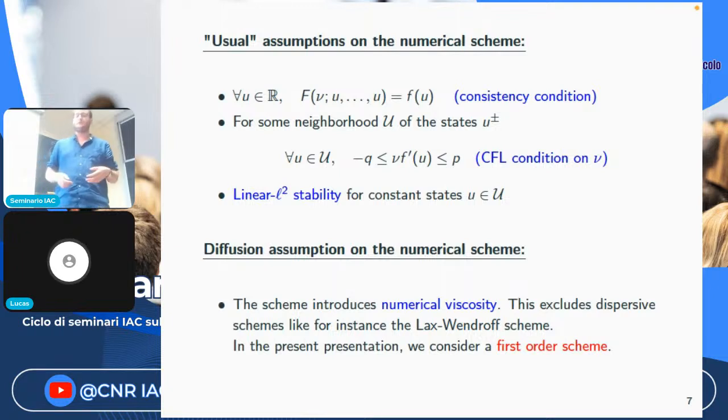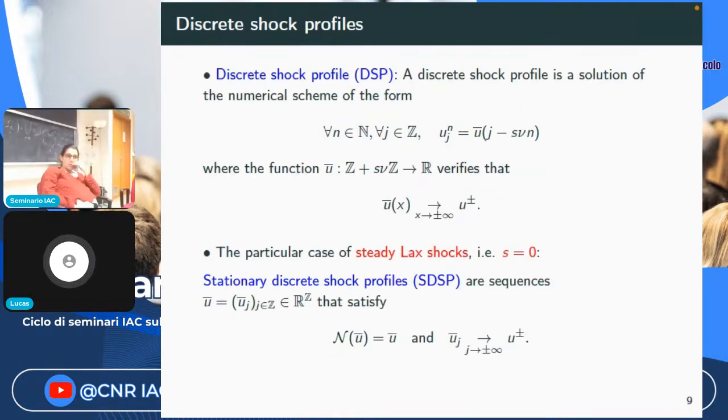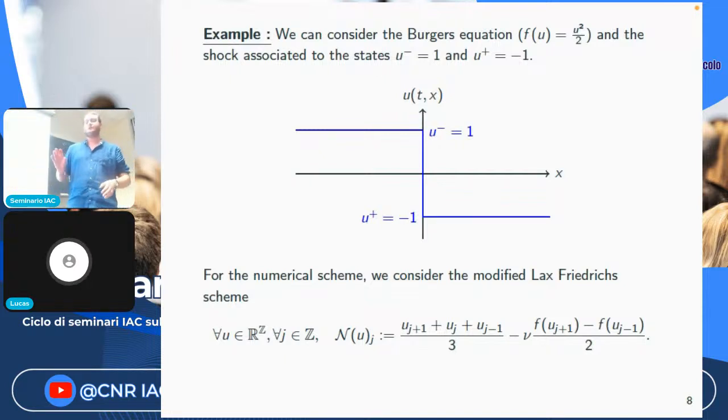Those are usual conditions. And then we will introduce within this presentation an additional hypothesis, which is a diffusion assumption. Essentially, we assume that the scheme will introduce numerical viscosity. I won't go into what I mean by that in depth. This is an assumption that will essentially discard the Lax-Wendroff schemes, for example, which are dispersive schemes. For the presentation, I will only consider first-order schemes for the different estimates that will appear, because it will be easier.